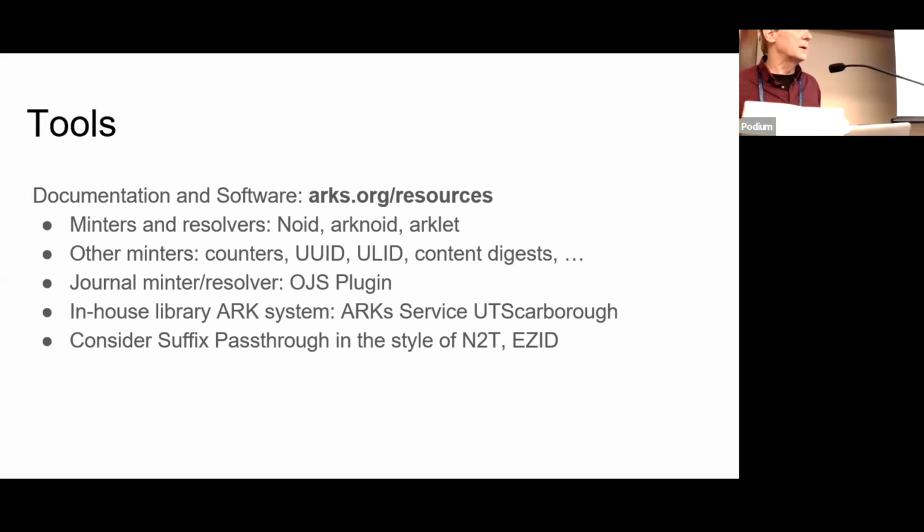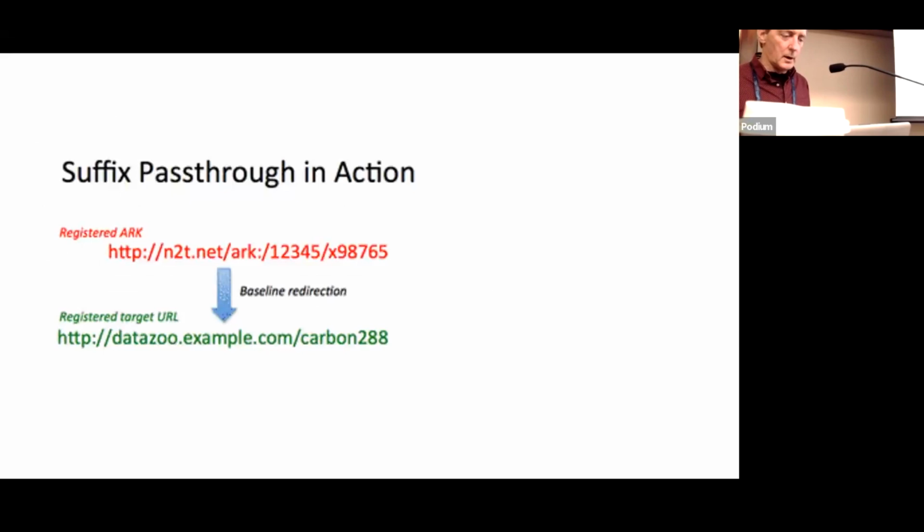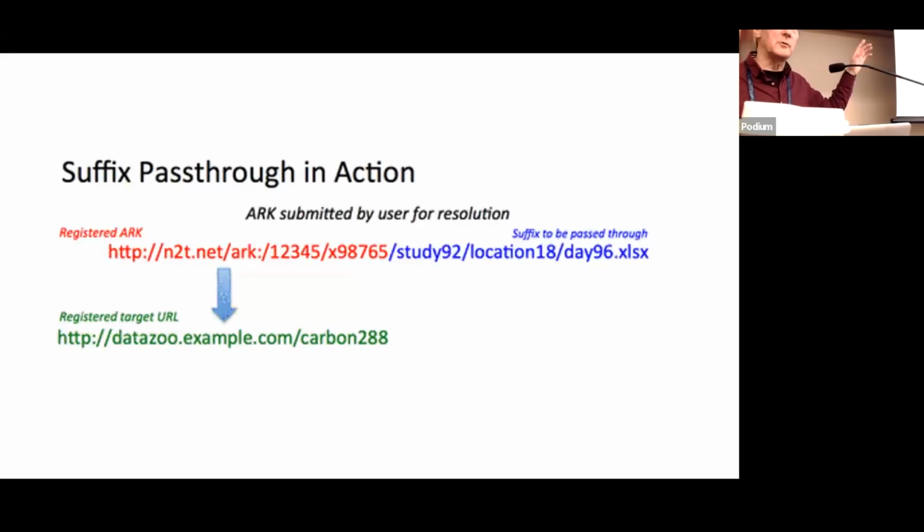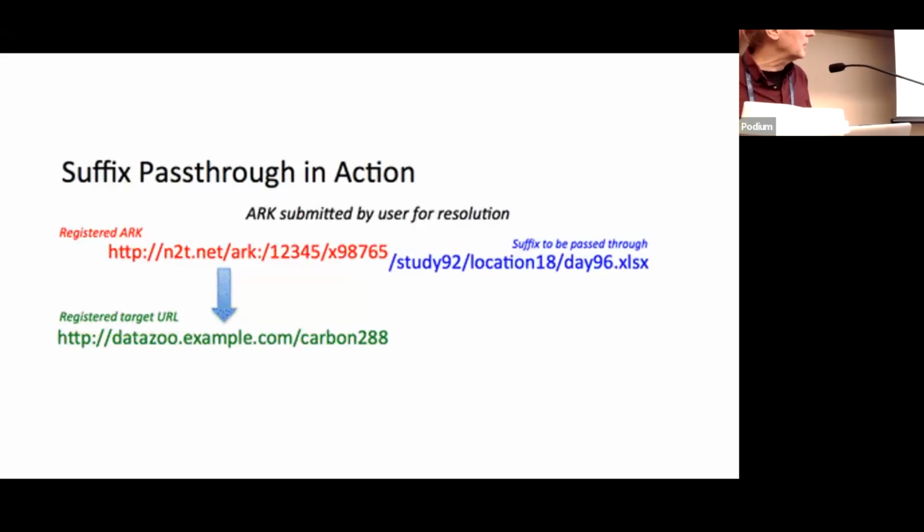There are also some plugins. If you're running a small journal, you can take OJS, and there's a plugin that works for ARKs quite nicely. There are also some in-house library systems. The University of Toronto at Scarborough did a nice piece on that. And if you're implementing ARKs, you should consider the suffix pass-through function, which is quite nice. N2T supports this, and it works quite well for stored identifiers, which won't be the case much longer.